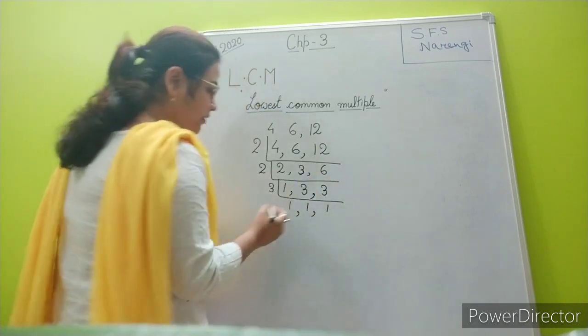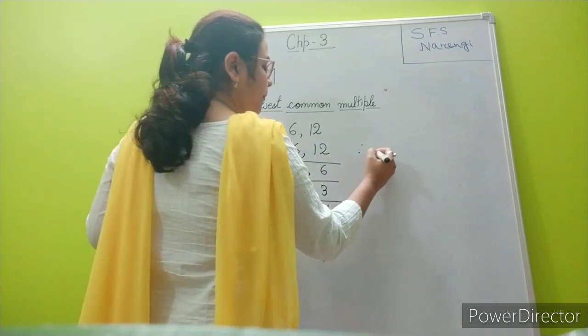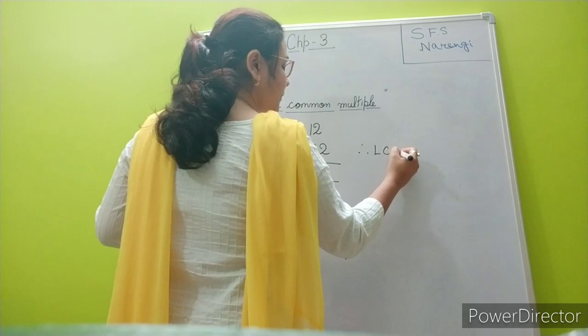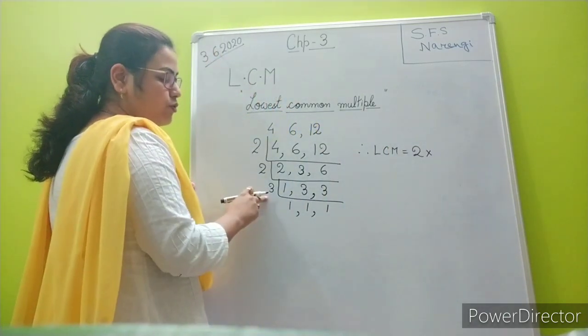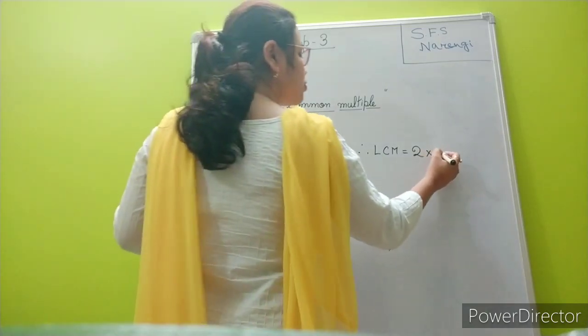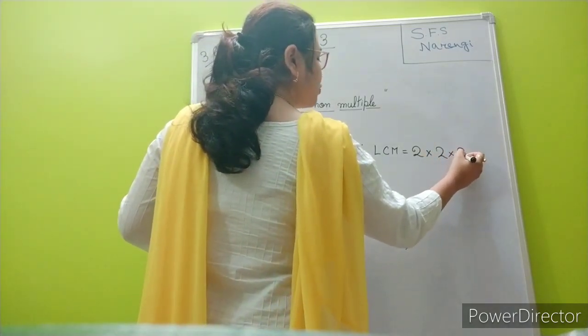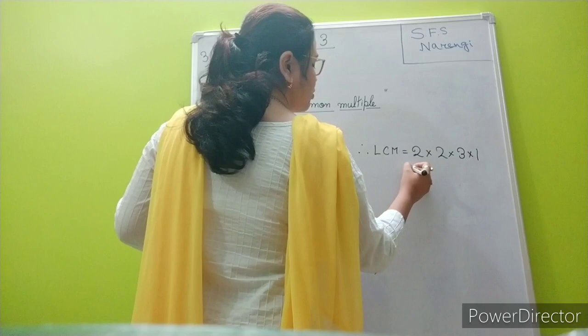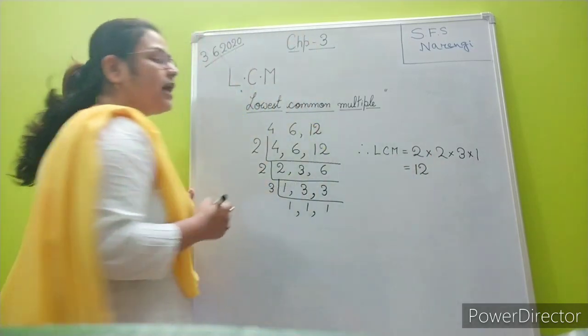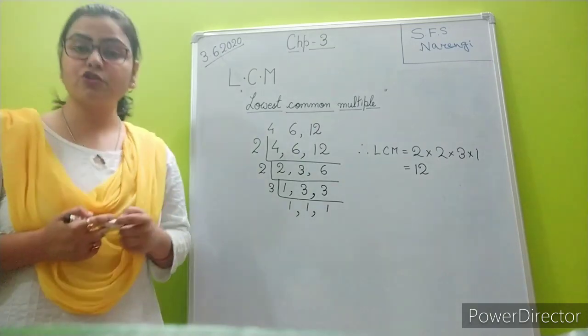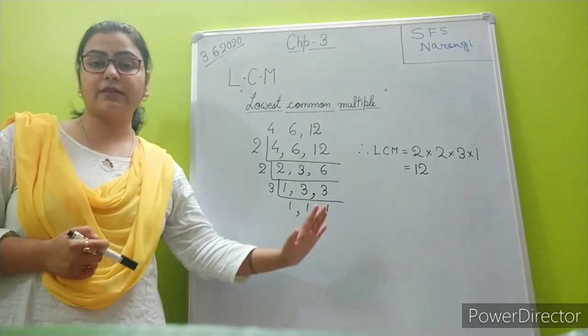So, therefore, our LCM will be 2 into 2 into 3 into 1. So, 2 into 2 into 3 into 1. 2 into 2, 4, 4 into 3, 12, 12 into 1 is 12. Now understood? So, that is why doing it together is better.